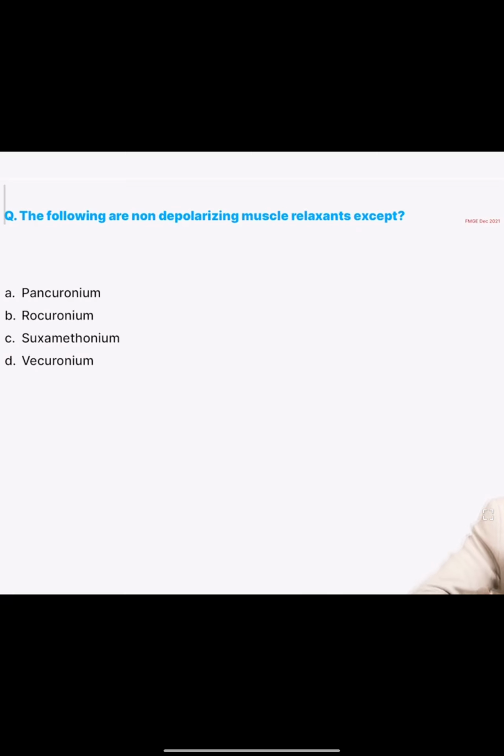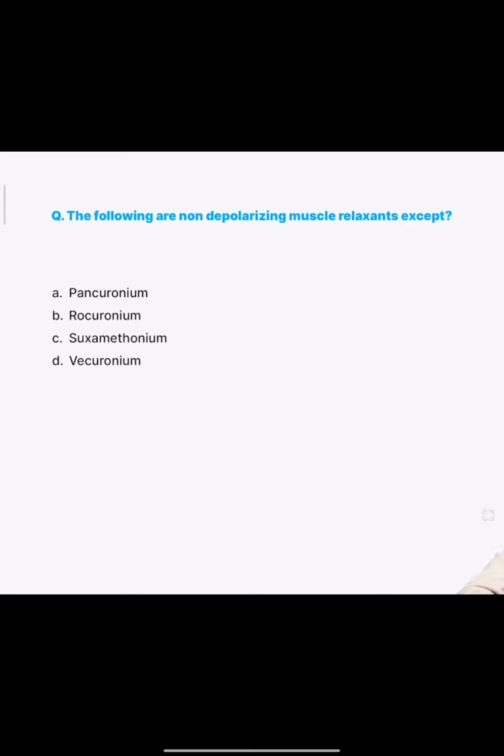Okay, next, which of the following are non-depolarizing muscle relaxants except? Pancuronium, rocuronium, succinylcholine and vecuronium. Pancuronium, rocuronium, vecuronium, all are non-depolarizing except succinylcholine, which is a depolarizing muscle relaxant.